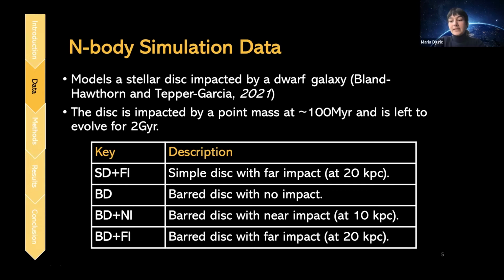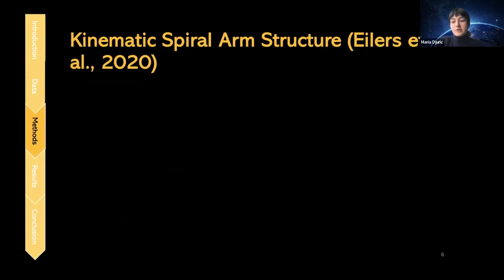So now let's look at the sample of stars I used to reveal the spiral structure. My sample selection was based on the work of Eilers in her 2020 paper.